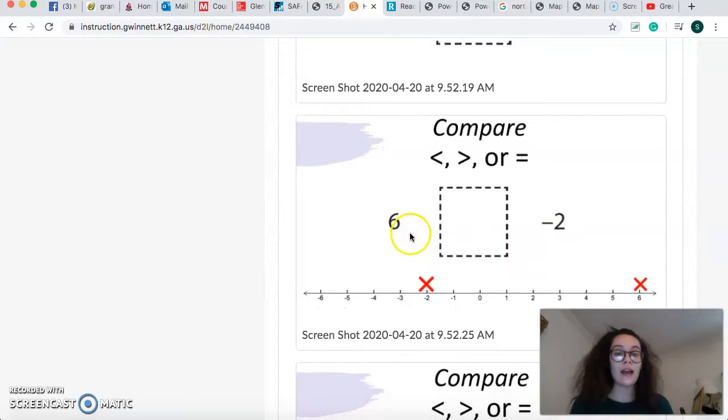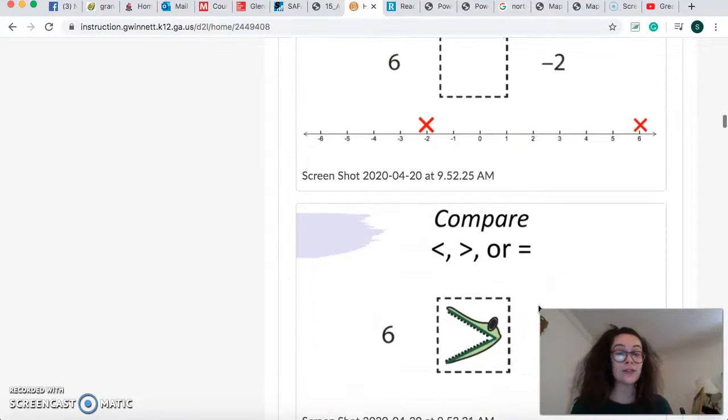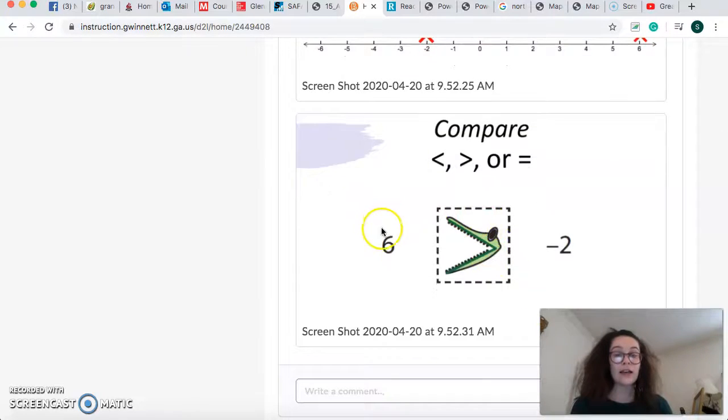We can do another one. Negative 2 and 6 is something we're comparing, okay? So I put an X on negative 2 on the number line, and we put an X on 6 on the number line, okay? Which number is farthest to the right? 6, okay? So, which number is the alligator going to eat? He likes to eat the bigger numbers. Ta-da! He likes to eat the number 6 because it's bigger, okay?